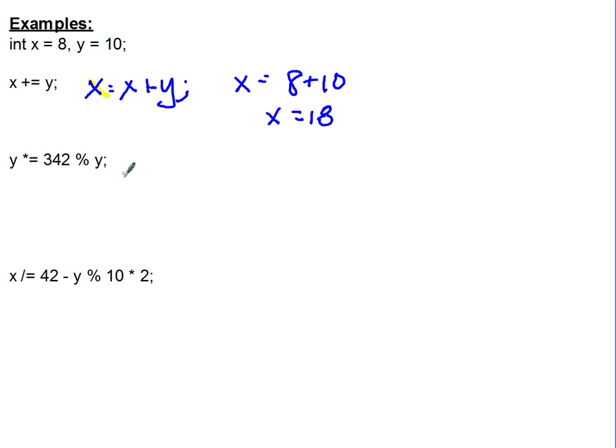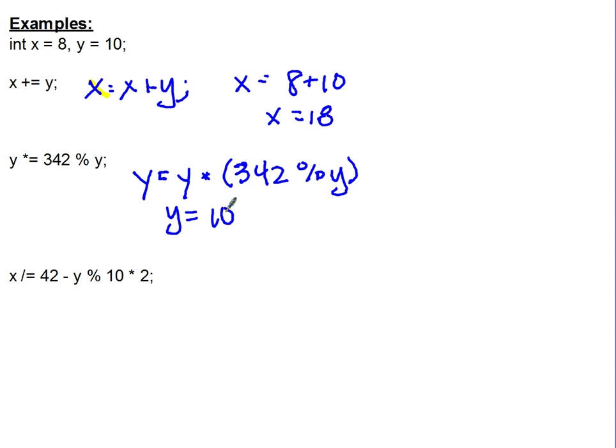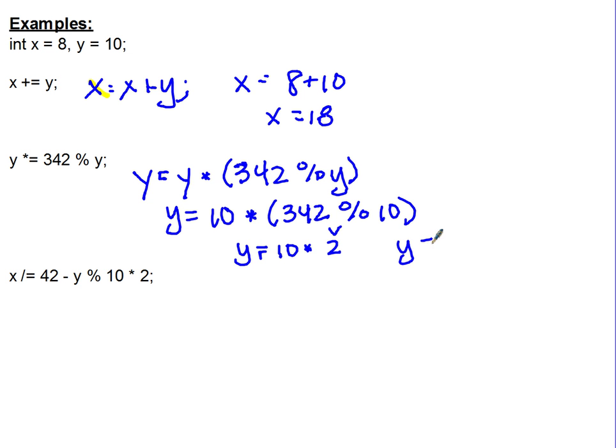Here's an example, y times equals 342 mod y, so y equals y times 342 mod y, so y equals 10 times 342 mod 10. That's going to give me 2 times 10 equals 20, so y equals 20.